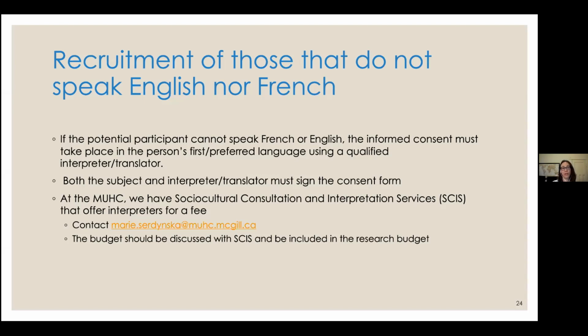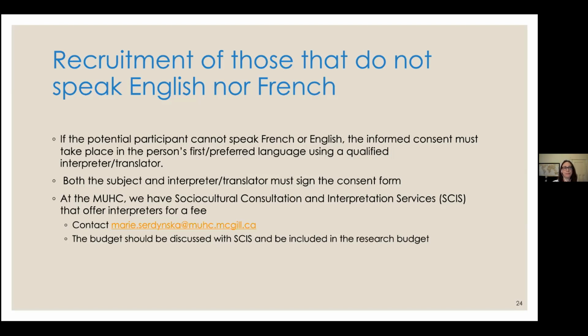So if you have it in your budget, what I want to say, sorry, is that you want to make sure you have that in your budget if you do have a large population that you would need interpreters for. And of course, if you have a population where there are many people that speak a different language, Spanish, for example, you know that you're going to have a lot of Spanish participants. You may want to have your consent form actually translated into Spanish for them.